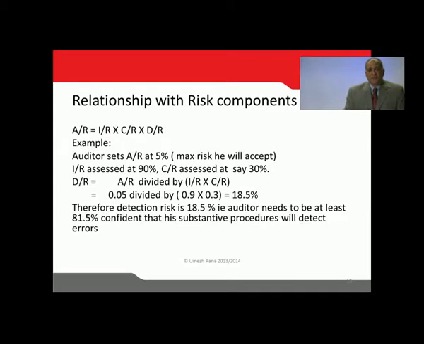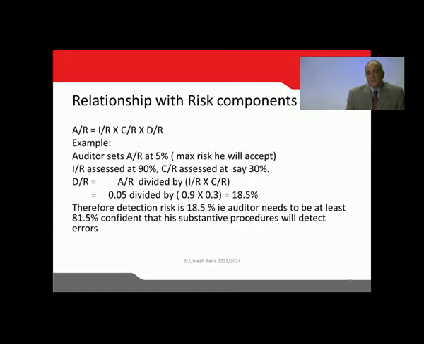Supposing the auditor sets his audit risk as 5%, which is the maximum risk that he is prepared to accept on this audit, he will assess inherent risk and control risk. In this example, I have kept inherent risk at high, 90%. Control risk is 30%, which means the controls are relatively strong and effective. Therefore, detection risk is calculated at approximately 18.5%, which means the auditor needs to be at least 81.5% confident that his substantive procedures will detect misstatements.